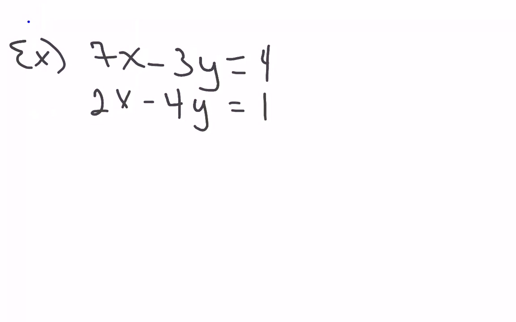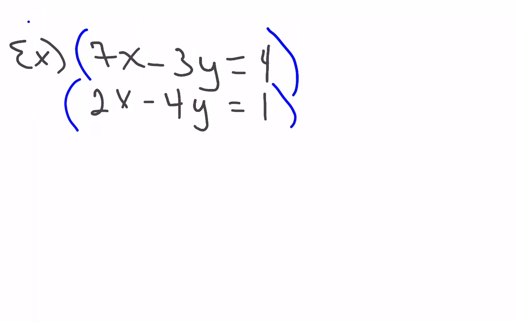So if we look at the x's, notice that we can't multiply something by 2 to get to 7, and vice versa. We can't multiply something by 7 to get to 2. If we look at the y's, there's not something we can multiply 3 by to get to 4, and there's not something we can multiply by 4 to get to 3. So we are going to have to do something to both the top and the bottom. And so let's say we want to eliminate the x's. We have to think of a number that 7 and 2 both go into. And so 14 would be that.